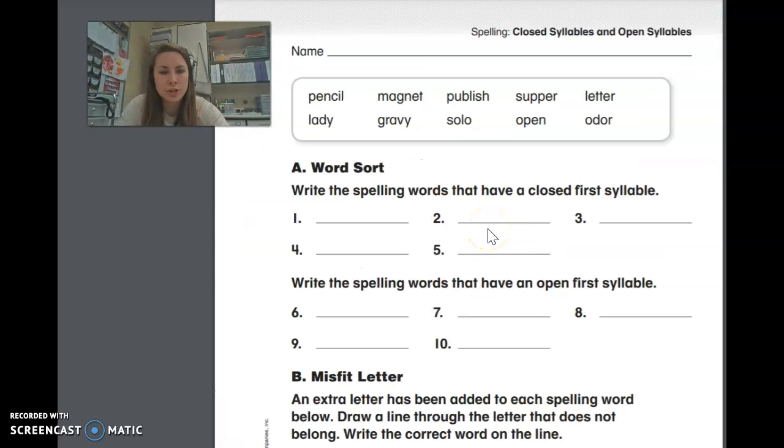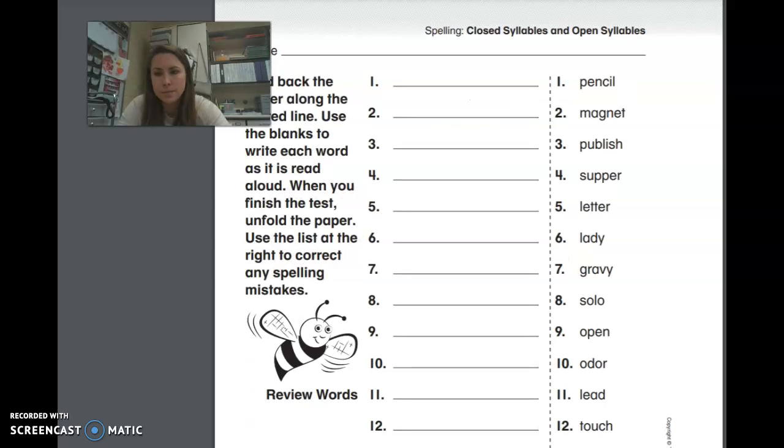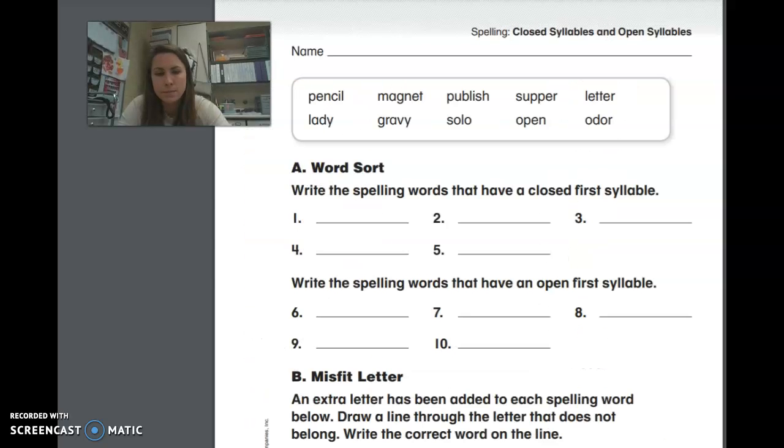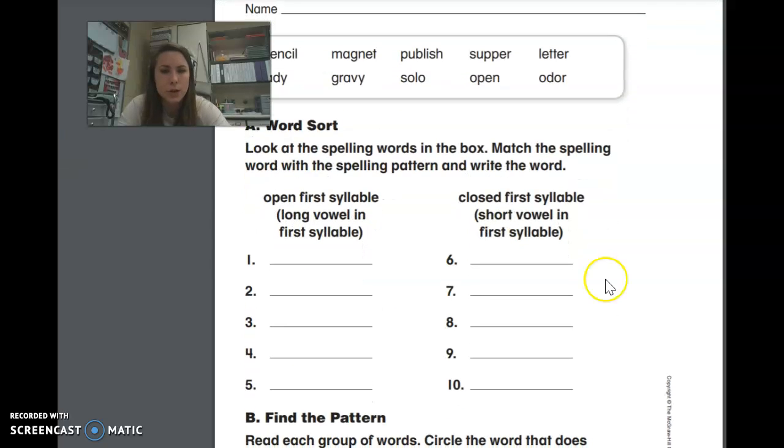On your other page, you're going to be looking again. Oops, let me get to it. Here we go. Sorry about that.